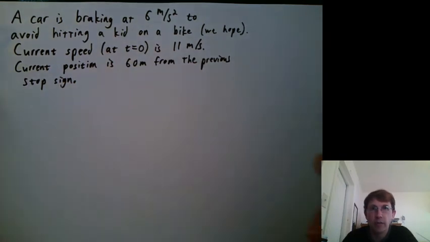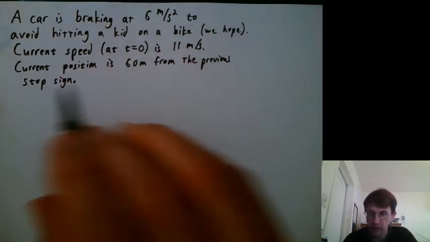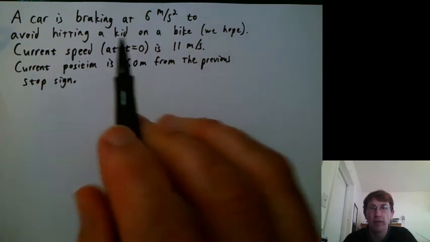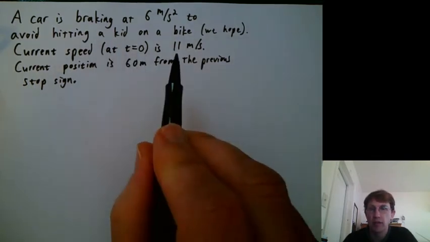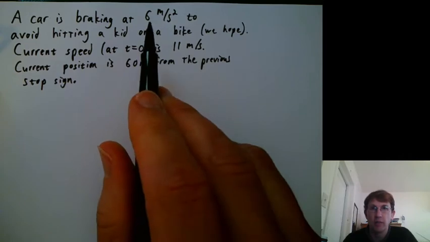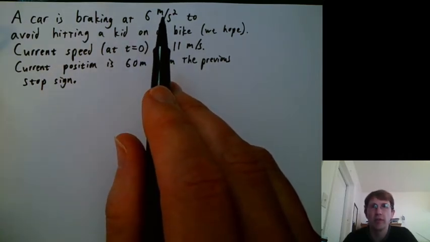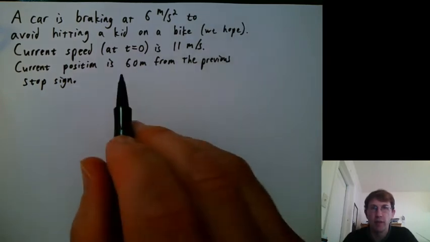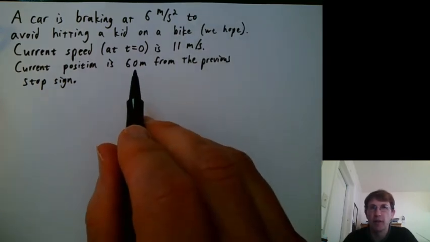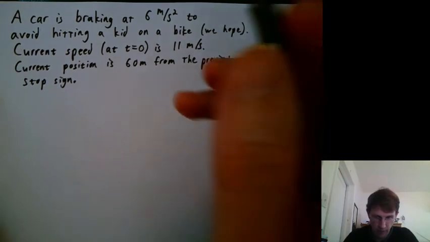Let's see how a familiar problem looks using the integral methods we've just learned. So let's say a car is going along a residential street at 11 meters per second. It's braking fairly hard at 6 meters per second, which might not be the same thing we used previously, but let's just use this. And its current position is 60 meters since the most recent stop sign.